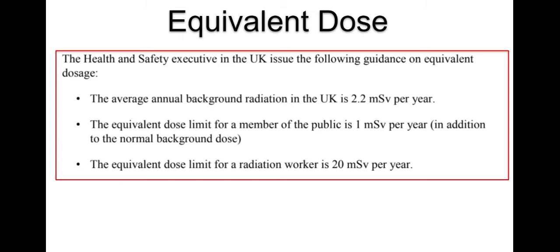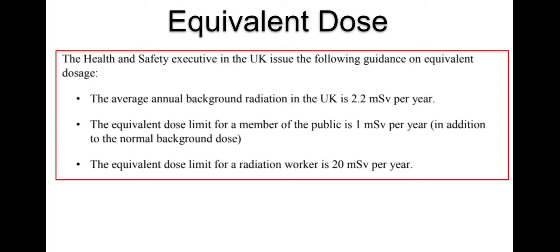And there are also some dose limits set by the government. The first is for a member of the public, so just a standard normal person that's not doing anything normally with radiation in their normal everyday life. They should receive no more than 1 millisievert per year over and above their normal background dose.